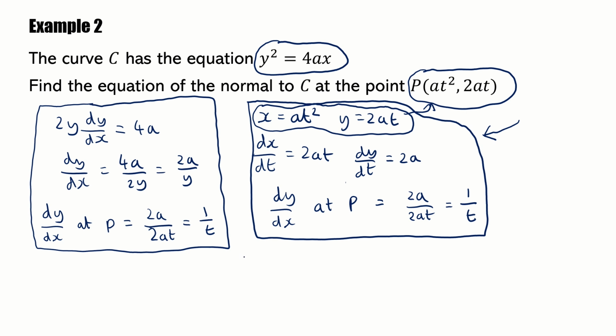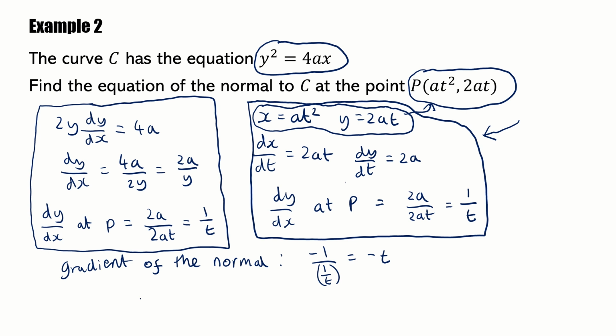So that's just a little tip. I think personally parametrics is slightly quicker, but there you go. Anyway, once you've found what the gradient is, be aware this is the gradient of the curve. We want the gradient of the normal, so the gradient of the normal would be the negative reciprocal of that. In other words, minus 1 divided by the gradient we've got there.